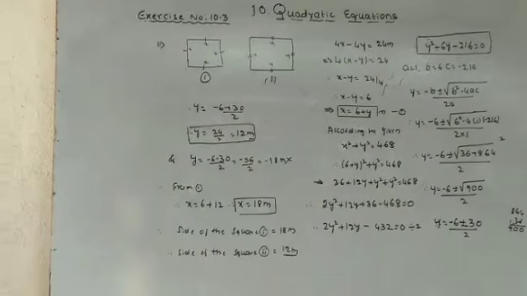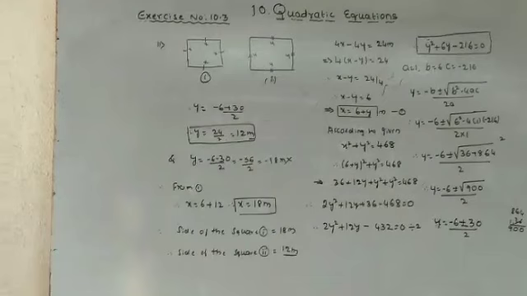Therefore, what is the area? That is equal to x square meter square. Next, what about the perimeter? Yes, 4 times x, that is equal to 4x meters.